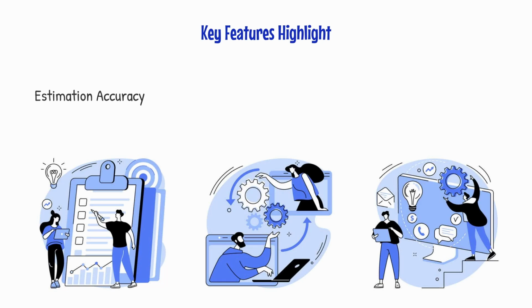Key features of AI Agile Delivery Navigator include estimation accuracy. By analyzing historical data and current project parameters, AI Agile Delivery Navigator generates precise numeric estimations for tasks and user stories. This accuracy is vital for setting realistic expectations and planning effective sprints, ultimately leading to more reliable delivery timelines.